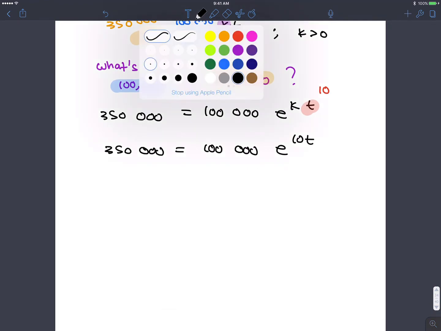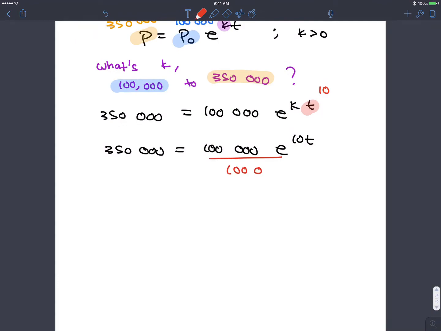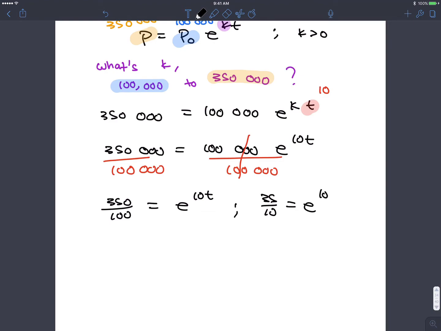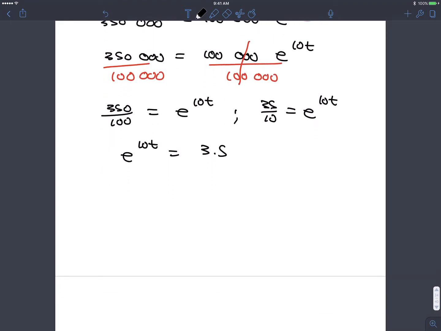We can divide both sides at this point by the 100,000. We get cancellation, and if you want to think of it as 350 over 100, again, it's e to the 10t, or even 35 over 10 is e to the 10t. Think about how that happens, just like it did before. When we write this with e on the left, e to the 10t is about 3.5, because 35 divided by 10 is 3.5.